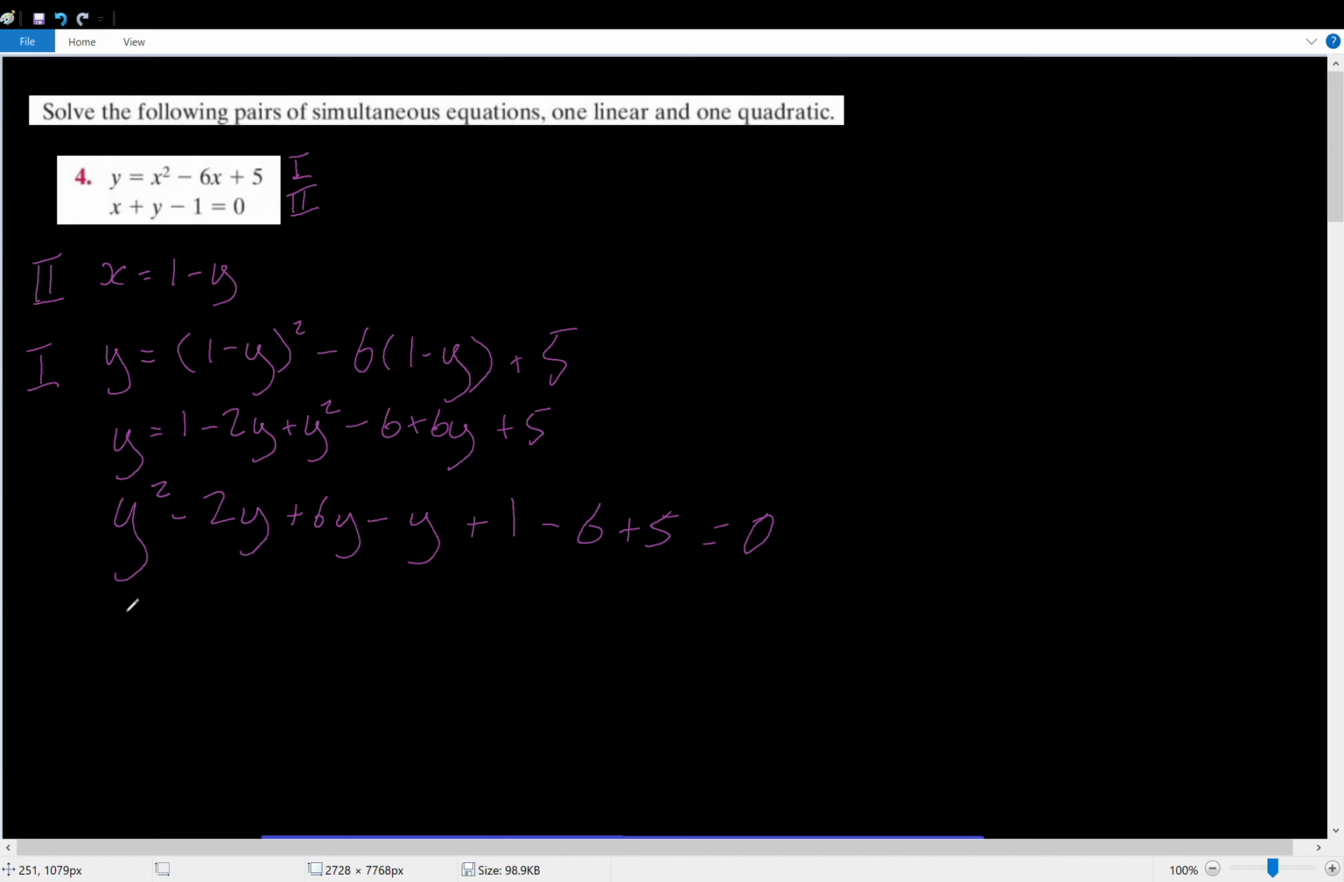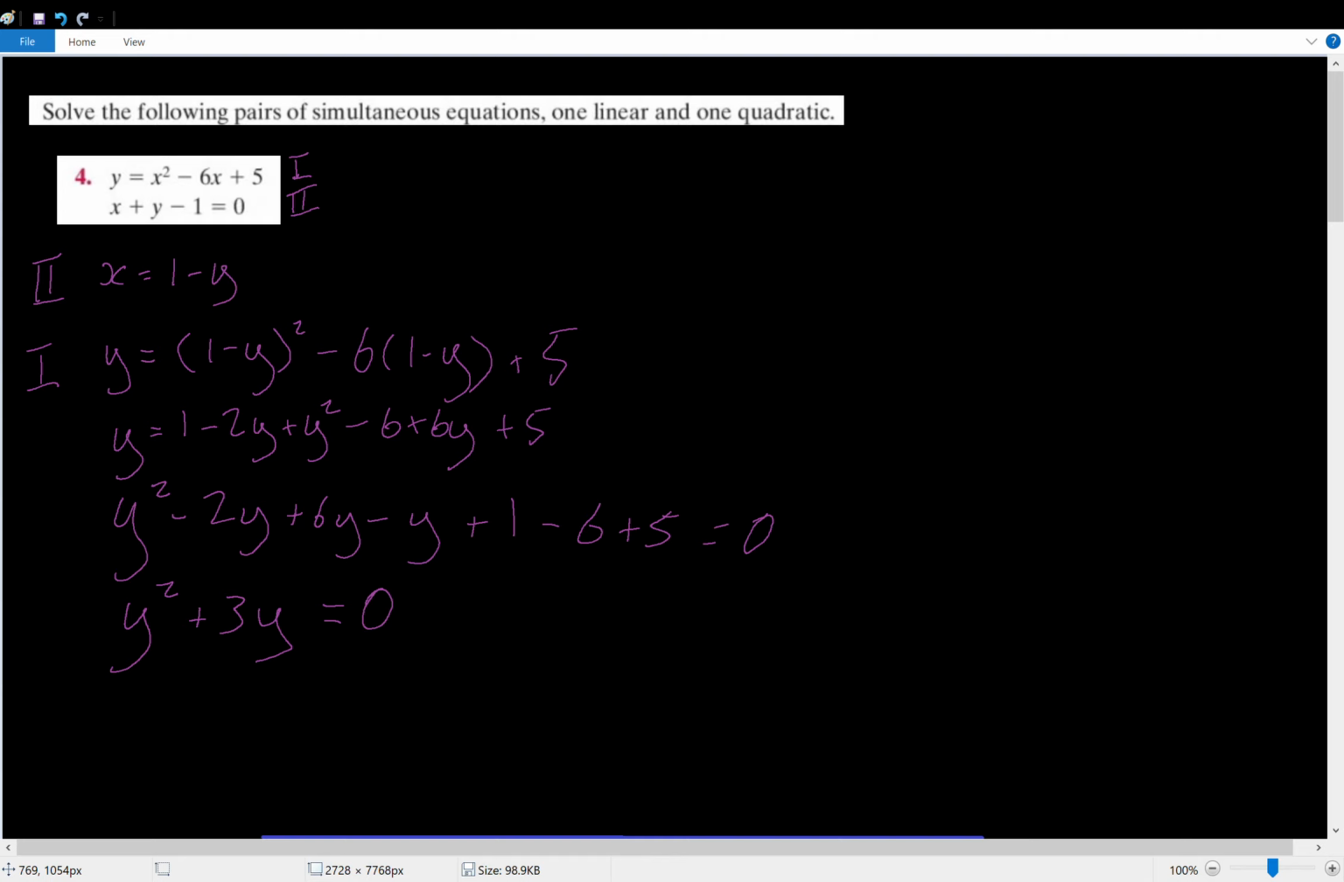When we tidy this up, we're going to get y squared, and then minus 2 plus 6 is 4, and 4 minus 1 is 3, so we're going to get plus 3y. And then over here we've got 1 minus 6 plus 5, which is just going to give us 0. So we get y squared minus 3y is equal to 0.